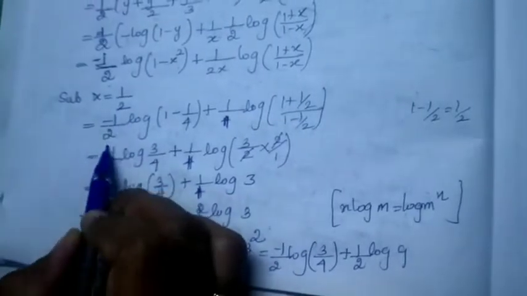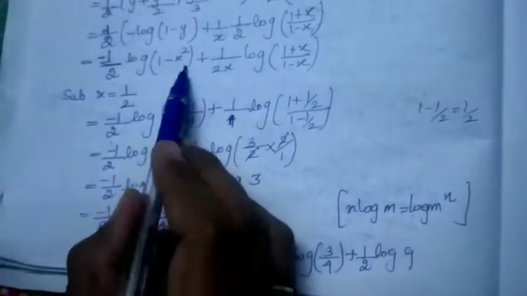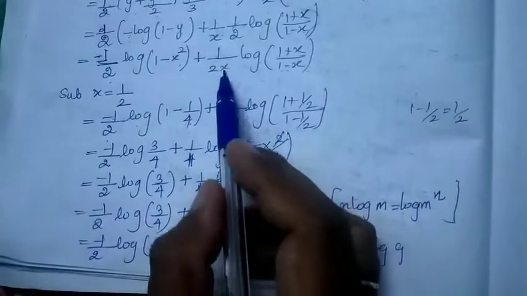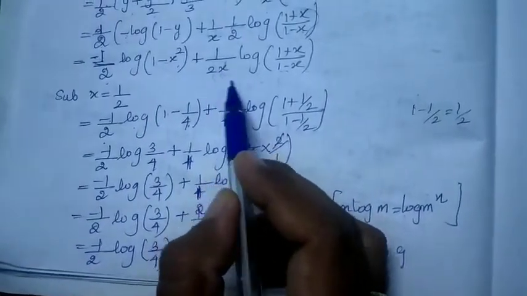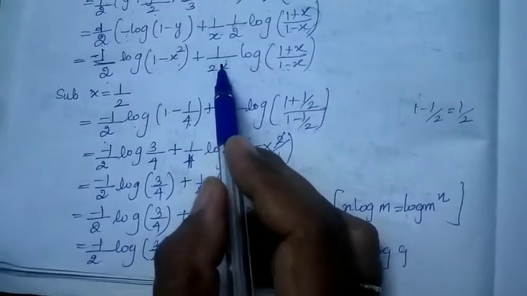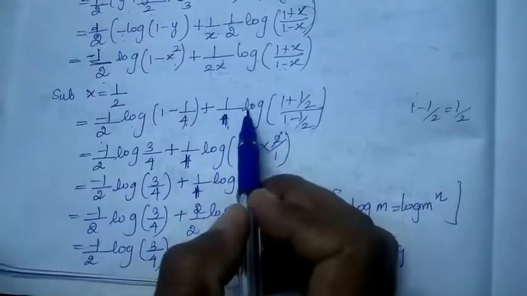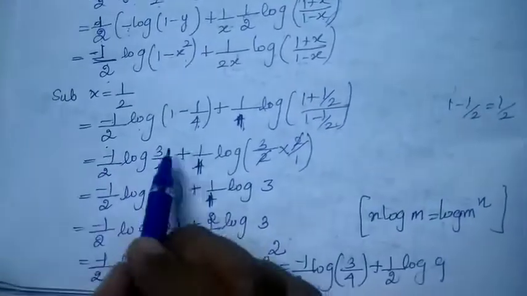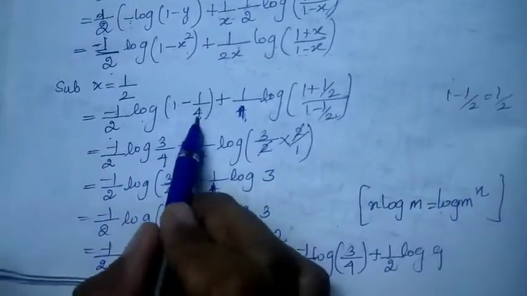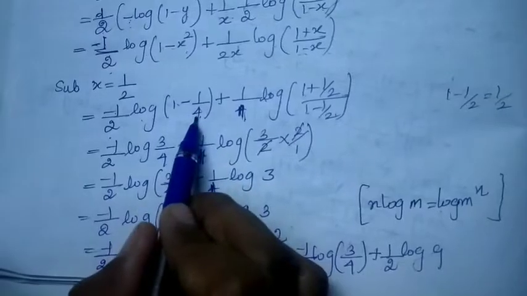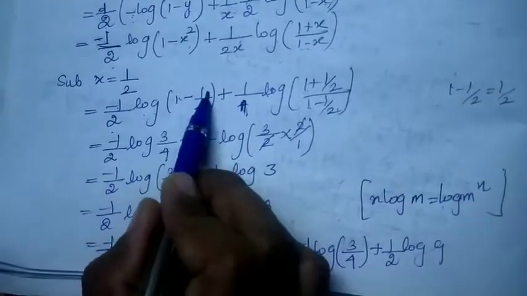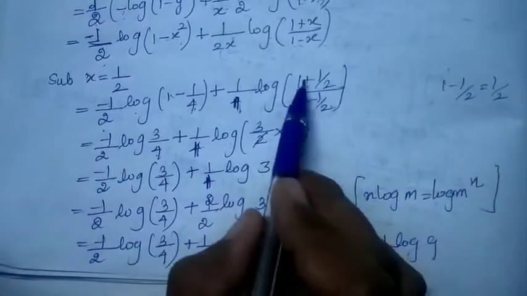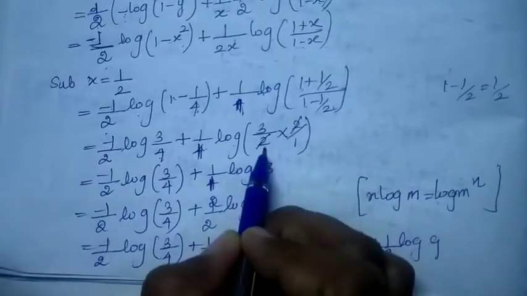So what you get? Minus 1 by 2 log of 1 minus 1 by 2 square, which is 1 by 4, plus 1 by, here you will get 1 by 2 as x is replaced by 1 by 2, so you will get 1 log of 1 plus 1 by 2 over 1 minus 1 by 2, right? Minus 1 by 2. After simplification, you get 4 minus 1 by 3. So we take the LCM, 4 minus 1, 3 by 4, right? Plus 1 log of, so 1 plus 1 by 2 is 3 by 2.